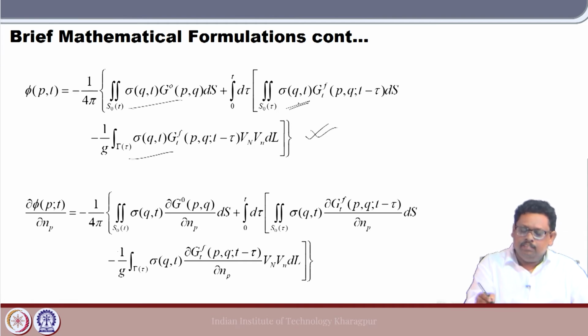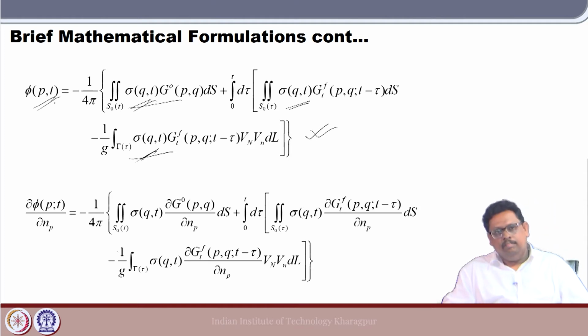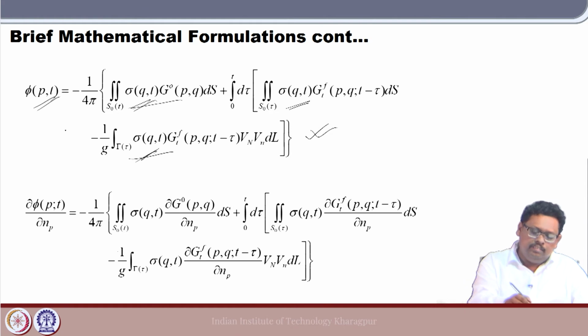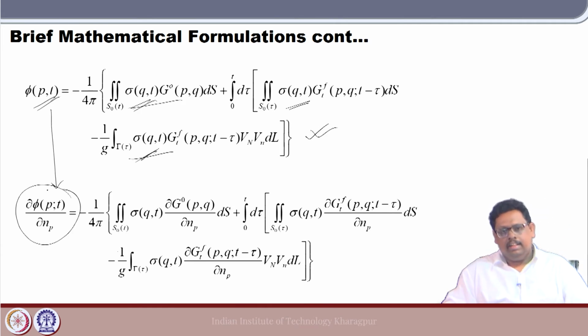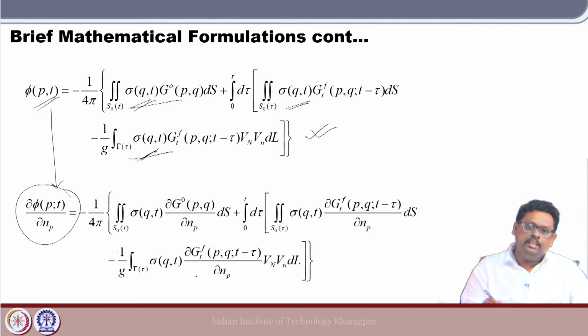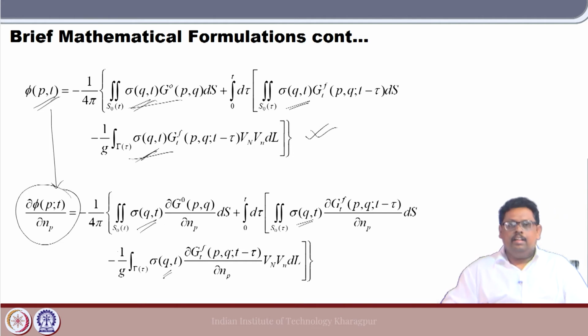Now, here this sigma is unknown to me, and this phi is also unknown to me. We have discussed this before, and then we differentiate this with respect to n. Now I apply the body boundary condition over here, and now everything is known apart from the value for sigma. So, we have to find out the sigma.